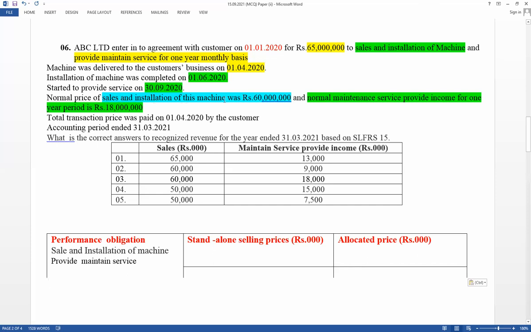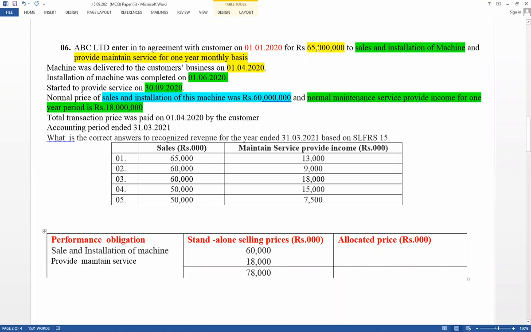Given the standalone selling price, the first one, sales and installation of machine, value equals 60,000. Here the value equals 60 million, recorded in thousands. And for providing maintenance service, the standalone selling price equals 18 million. If we only sell the machine, they charge 60,000. If only maintenance service is given, they charge 18,000. Therefore, this is the standalone selling price. Here the total value equals 78 million.